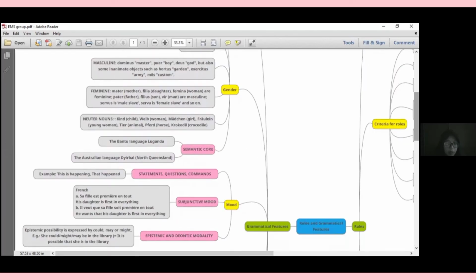For the mood, there are statements, questions, and commands. For example, this is happening and that happened. They can ask questions about situations and about participants in situations. Is this happening? Did that happen? They can require or request that a particular situation be treated or not treated.